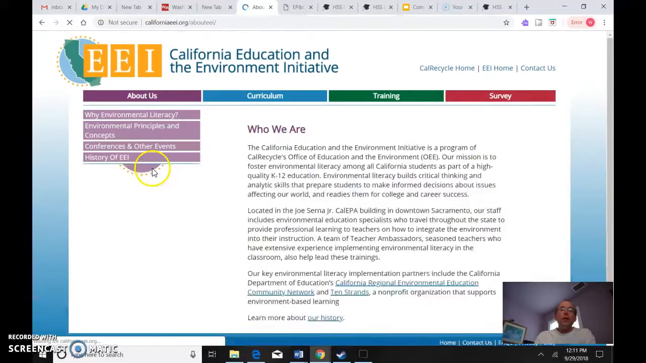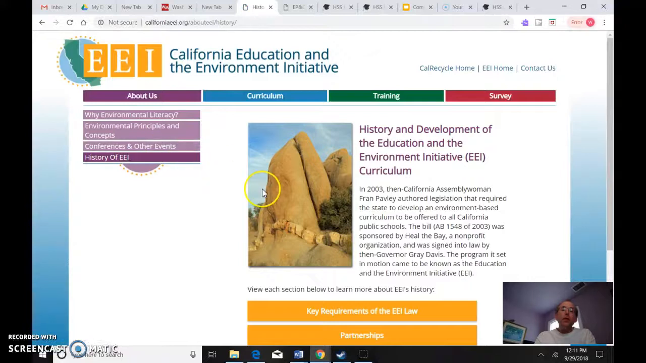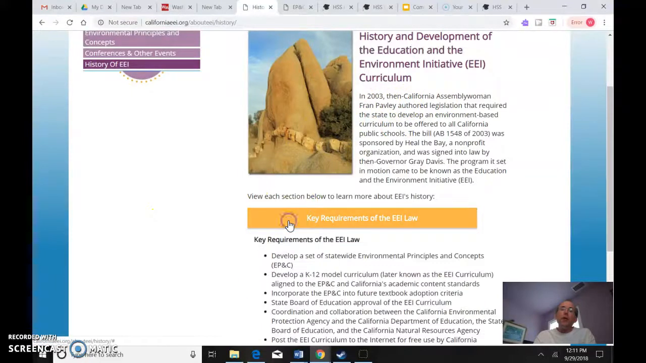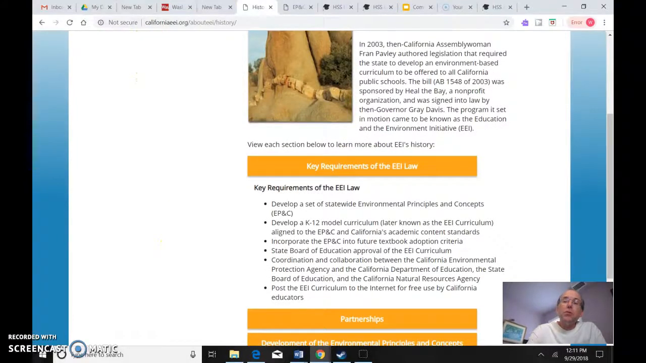A brief history. So history is down here. It goes back to a 2003 law to require environmental-based curriculum to be offered to all California public schools. So develop statewide environmental principles and concepts, develop a K-12 model curriculum, and also provide that curriculum on the internet for free use by California teachers.